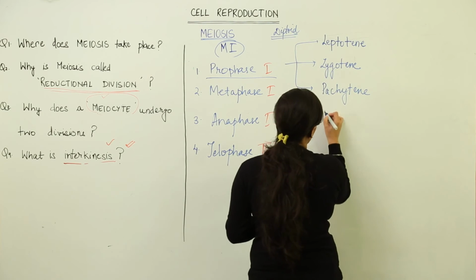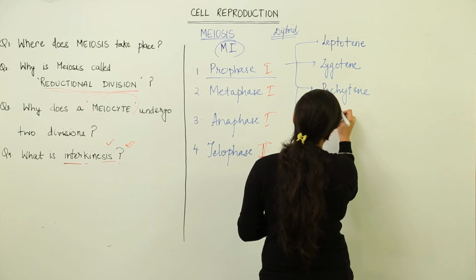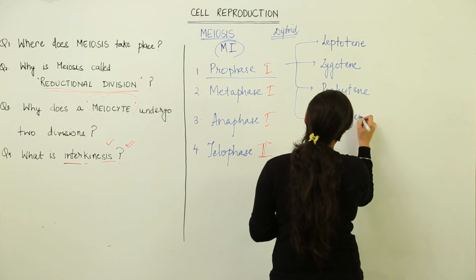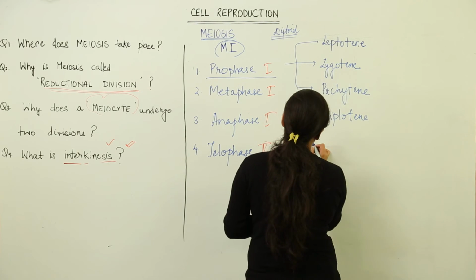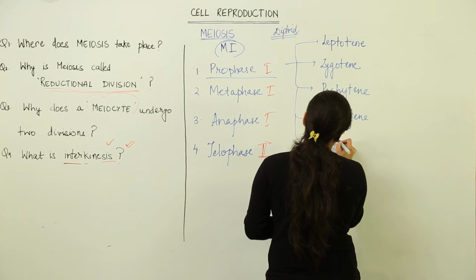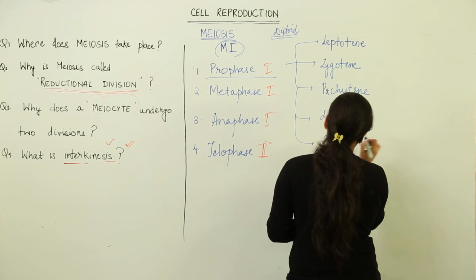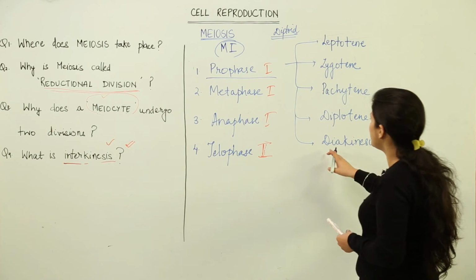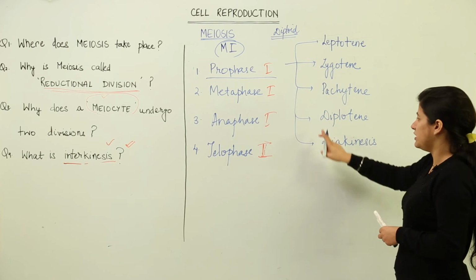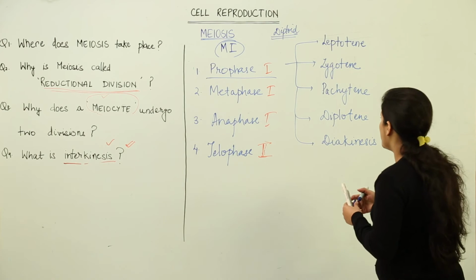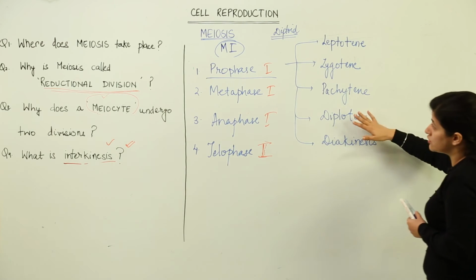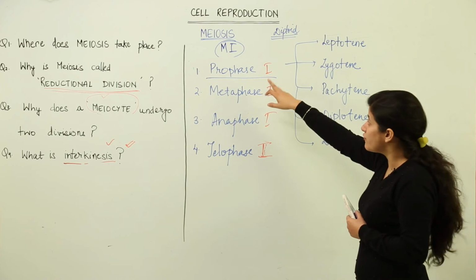Then there would be diplotene, and then there would be diakinesis. You can formulate any simple way to learn this: L, Z, P, D, D. Anyways, you have to remember. So these are the 5 stages of the prophase of meiosis 1.